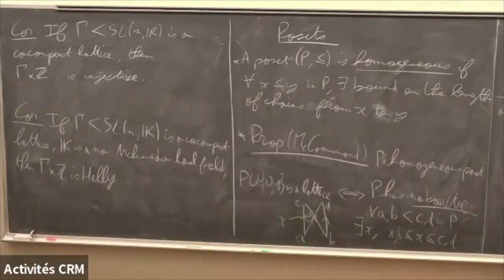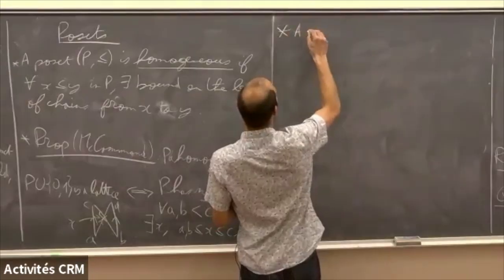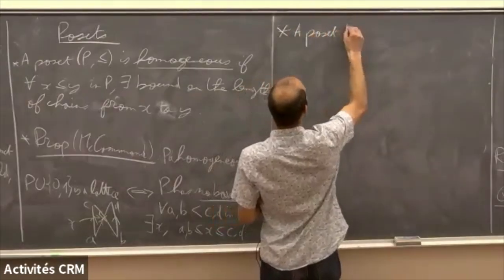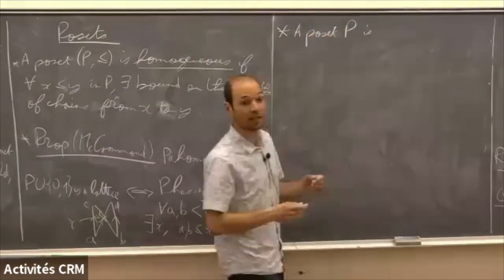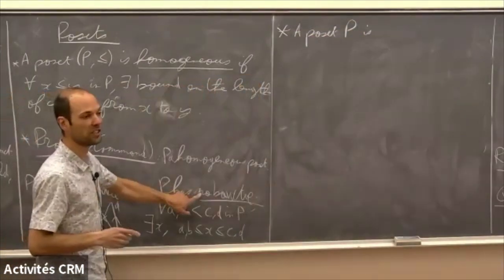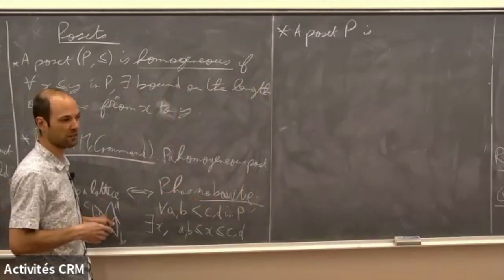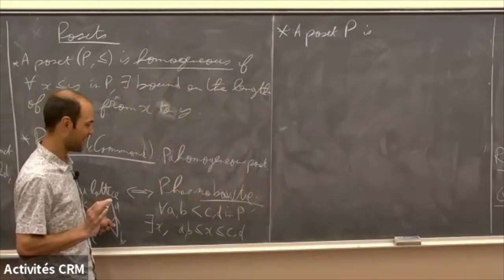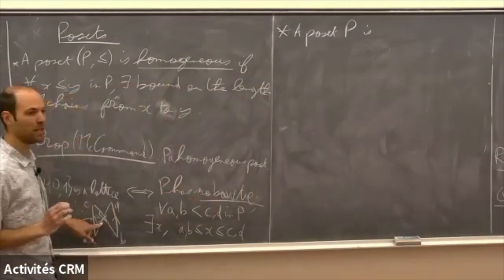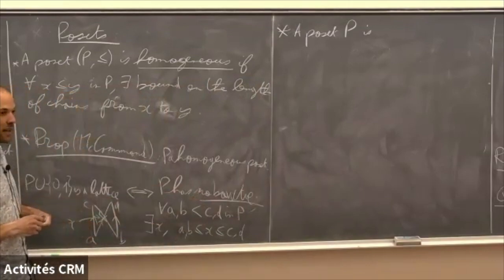I just need another definition, which is the notion of a flag poset. A poset has no bow tie. The bow tie is A, B, C, D without a central point. With an X in the middle, it is not a bow tie; without X in the middle it would be a bow tie.